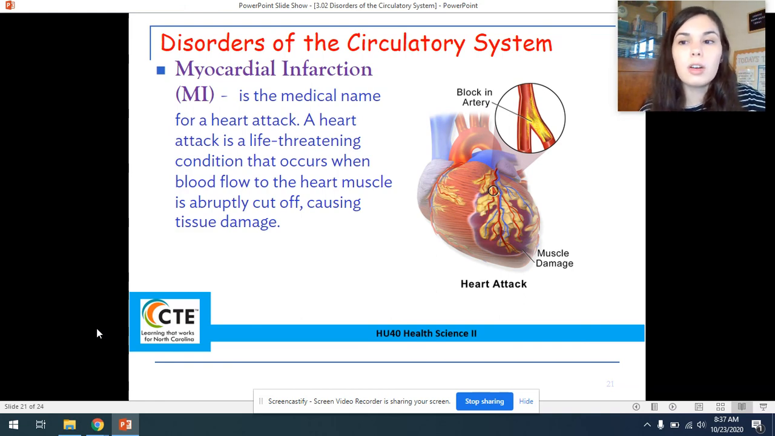People who have had one heart attack are at higher risk for having another. So it's very important that if you have had a myocardial infarction, that you take proper measures to prevent a heart attack.